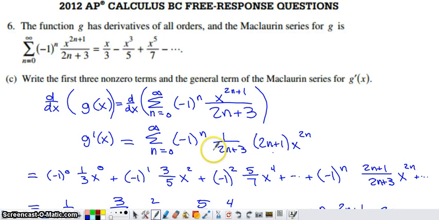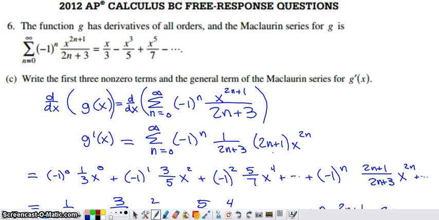So the only thing that we're going to have to do is do the derivative of x to the 2n plus 1. Well, that's just x to a power, so we're going to multiply by the power we started with. We're going to subtract 1 from it, and 2n plus 1 minus 1 gives you 2n. And then we want to write out the first three non-zero terms, and then the general term. Well, the general term is actually right here. We get that right away just by taking our derivative.